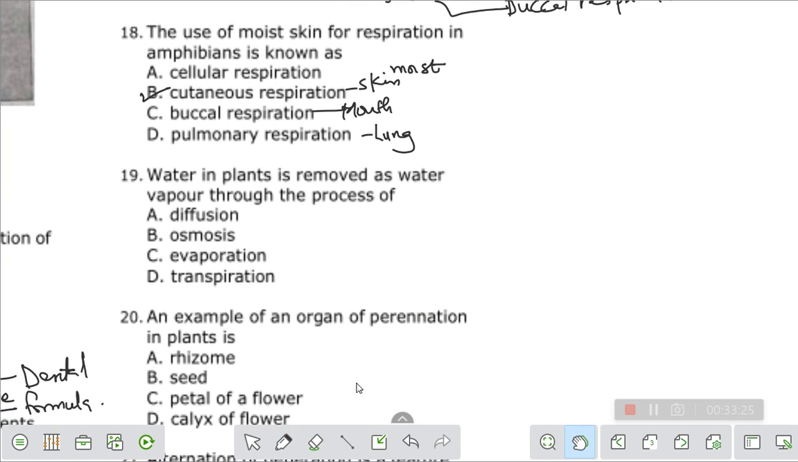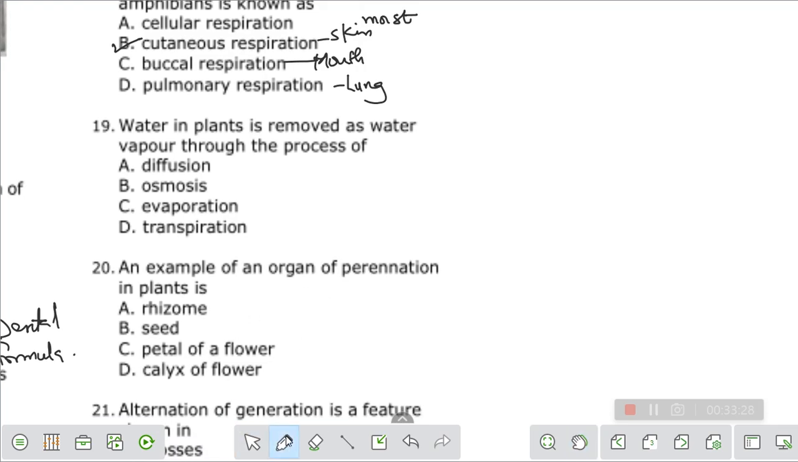So an example of an organ of perennation in plants. The first thing you need to ask yourself is, what's the meaning of perennation? Perennation refers to the process by which plants survive from one year to the next, or one growing season to another, especially during unfavorable conditions like winter or droughts. Now they're asking us for an example of an organ of perennation in plants. So what is that answer?